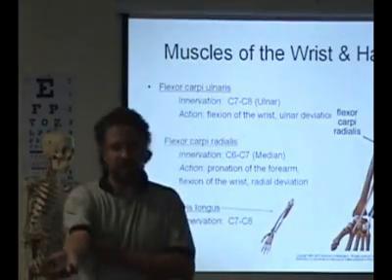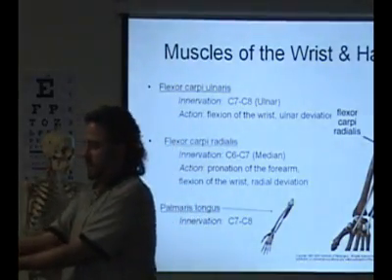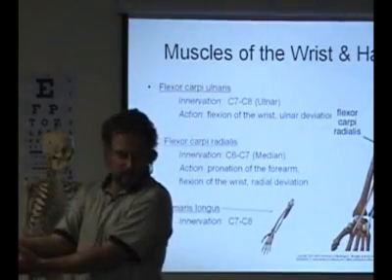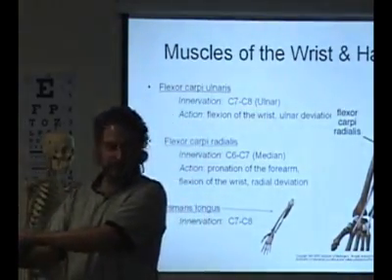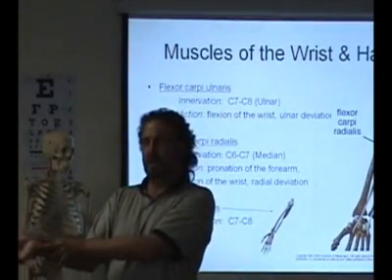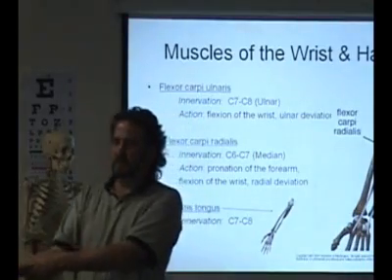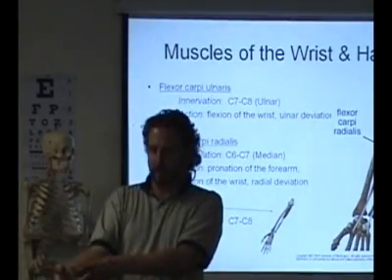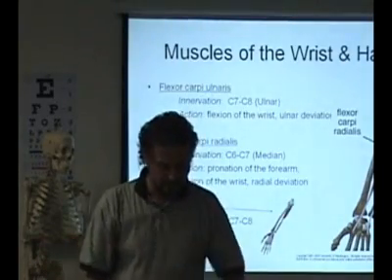So flexor carpi ulnaris is going to be more on the ulnar side. So that's going to be this tendon here. And then flexor carpi radialis is going to be more on this side here. And when they act together, they're going to flex the wrist. If this one acts by itself, what's it going to do? Ulnar deviation. If this one acts by itself, it's going to do radial deviation.